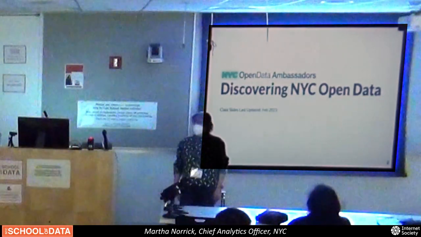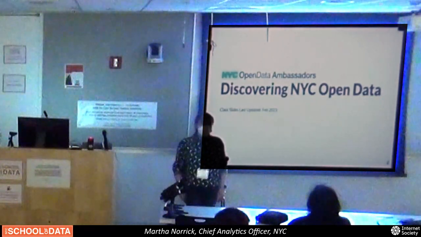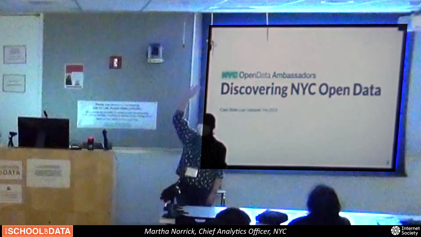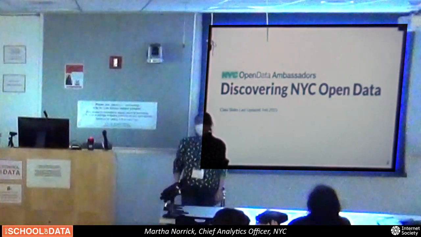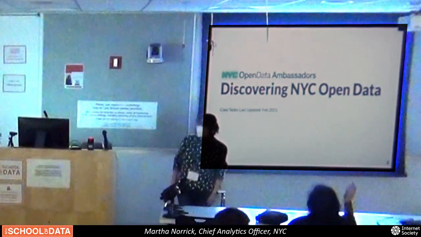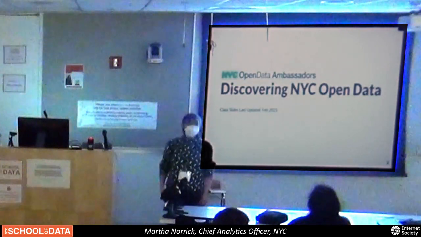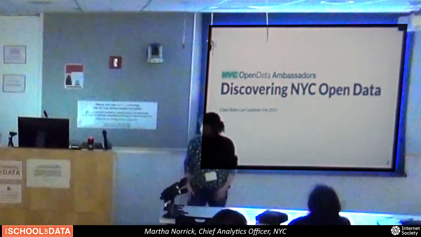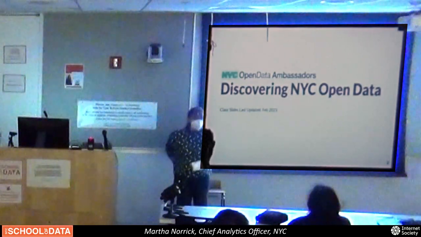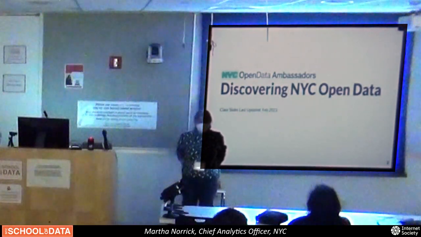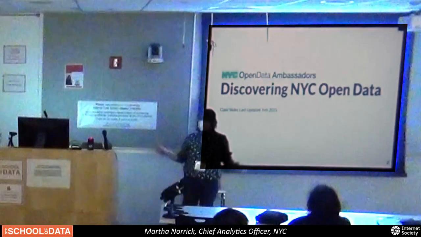Representation wise, who's here from Brooklyn? All right. Queens, Manhattan, Staten Island, the Bronx. Yay! All right, excellent. So we have four of the five boroughs represented in this room, and we have a range of knowledge about open data.